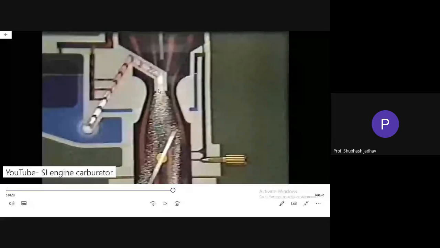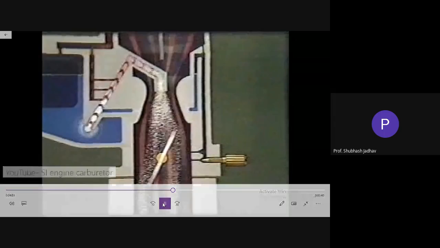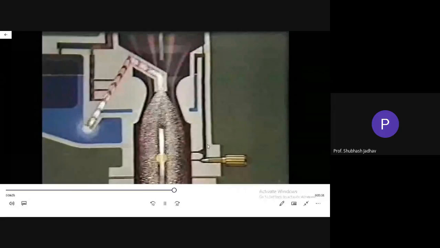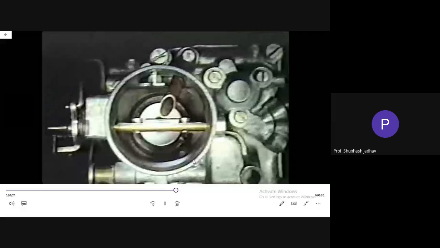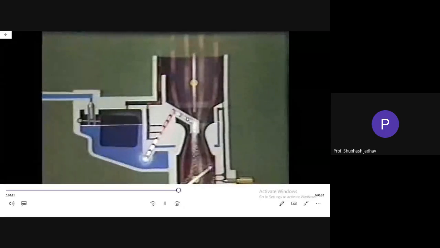That means your main jet starts supplying your fuel. So slowly the idling jet stops supplying the fuel and the main jet starts supplying the fuel, and it will take care. Now this will take over the fuel supply system, and the mixture will be supplied by air coming from here and fuel coming from here, the mixture being created, prepared, and supplied. So that is what is shown here. Now there is nothing coming out through the idling jet. So now you can see the choke is open here, this particular opening.